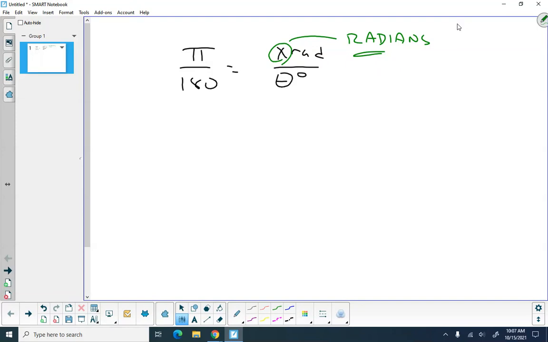Some key ideas: pi radians is equal to 180 degrees. That is a key idea to remember.